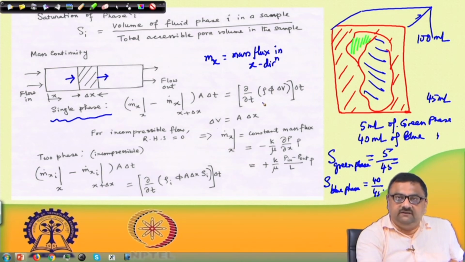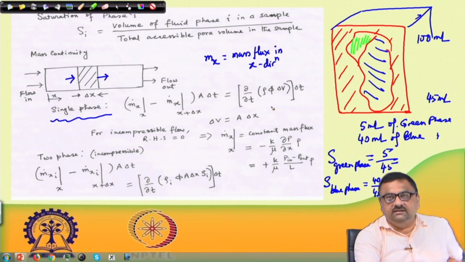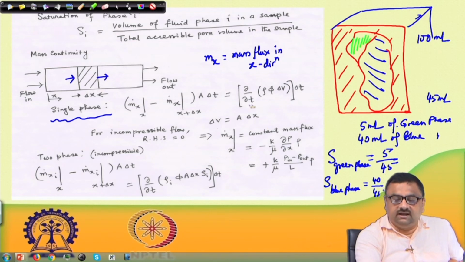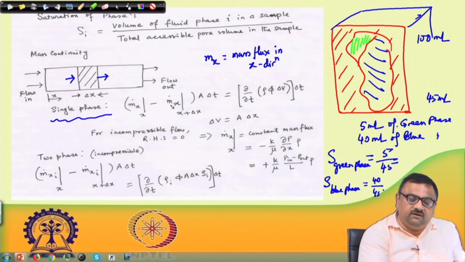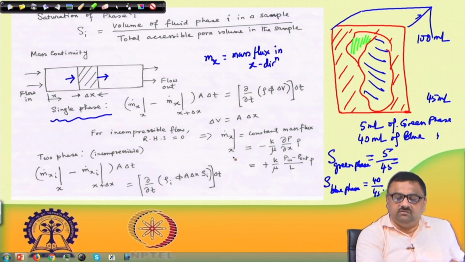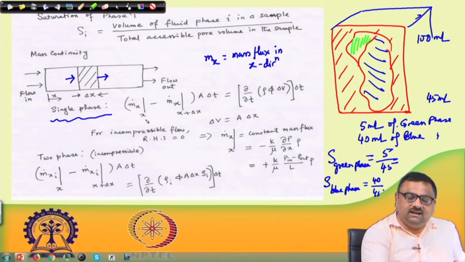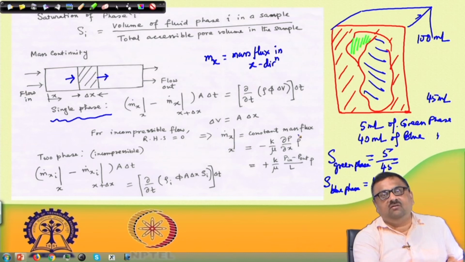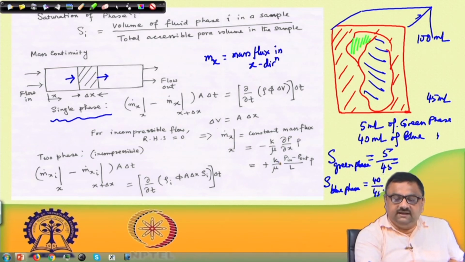But if it is incompressible, then rho will come out, and phi is not changing with time. You are assuming porosity is not changing with time. So, in that case, this right hand side becomes 0. That is why for incompressible flow, the right hand side is equal to 0, and delta V is considered A delta x. So, the mass flow rate at x is equal to the mass flow rate at x plus delta x. In other words, the mass flux at x is equal to a constant, and that constant is minus k by mu del p del x.